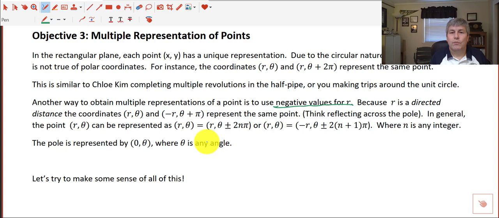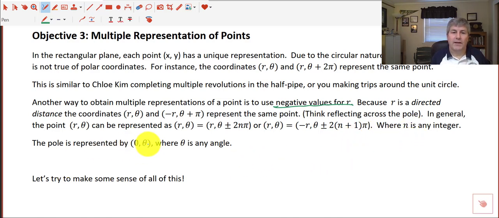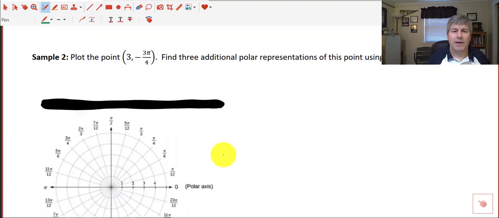We can represent those points in a couple different ways. In general, (r, theta) can be represented as (r, theta plus or minus 2n pi), where n is the number of revolutions around, or (negative r, theta plus or minus (2n plus 1) pi). Now n is an integer. The pole is represented by (0, theta), where theta can be any angle. So let's see if we can make some sense of all this.